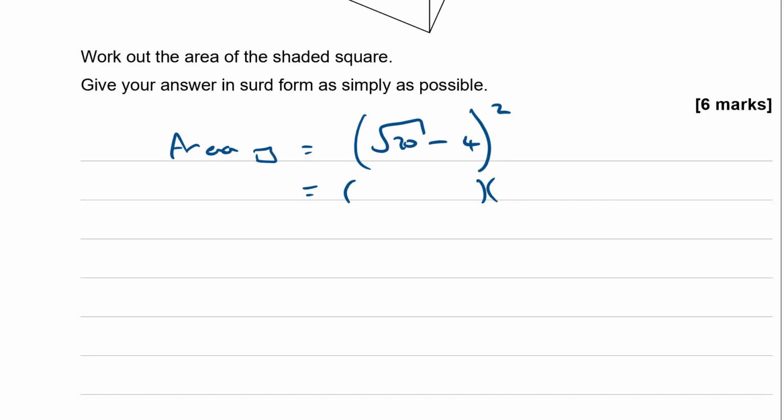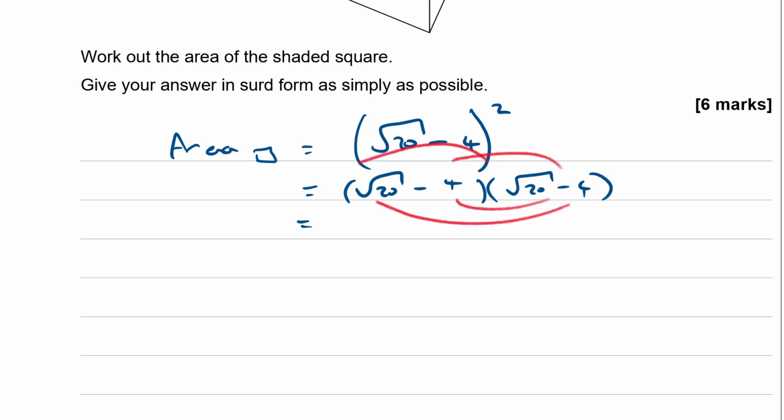So let's just double that bracket out. Root 20 minus 4, root 20 minus 4. And do FOIL on it. So root 20 times itself is going to be 20. Then I'm going to have minus 4 root 20 minus 4 root 20. And then minus 4 times itself is plus 16. So 20 plus 16 is 36, and minus 4 root 20 and minus 4 root 20 make minus 8 root 20.